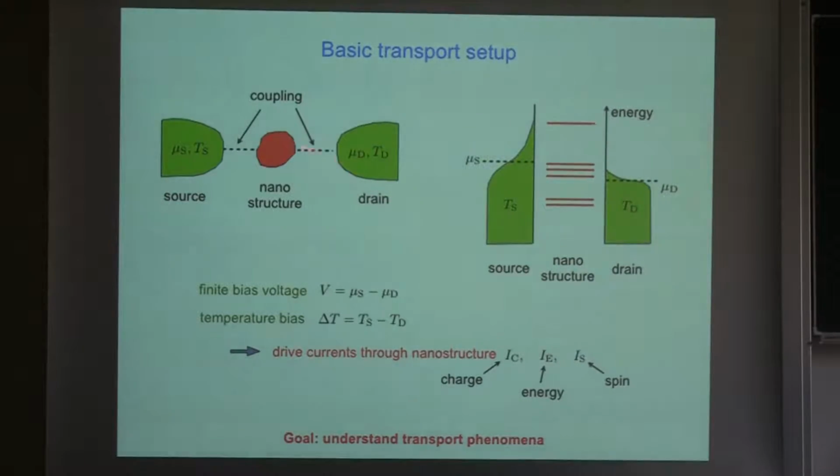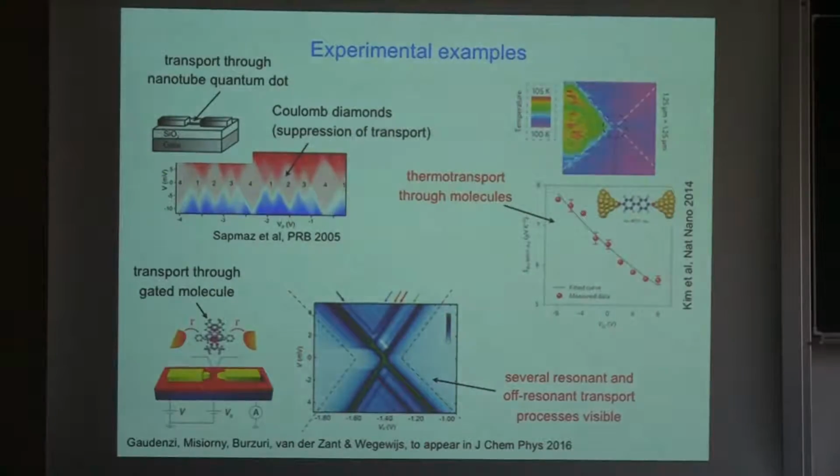As I already said, if we have a finite bias voltage, so when μs is not equal to μd, or if we have a finite temperature bias, then usually we'll have an energy diagram like that, and we will get some transport through the system. So we will have some currents, in particular the charge current, the energy or heat current, and also the spin current. The basic goal here is to understand the transport phenomena that will dominate in this nanostructure.